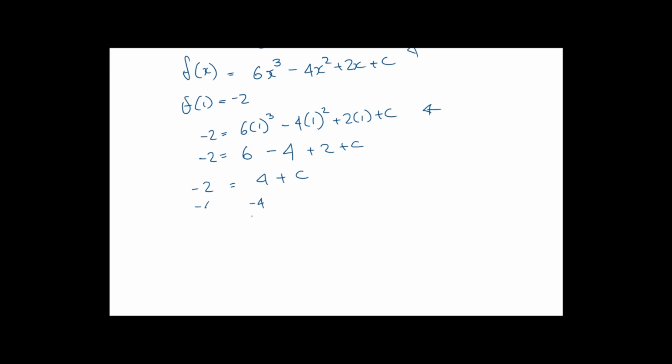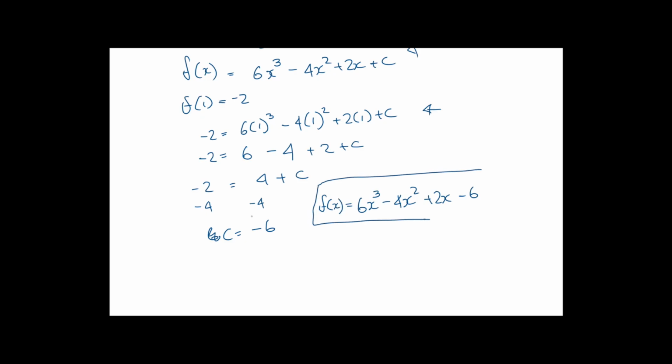Let's take 4 away from both sides. So c must be equal to negative 6. So our original equation will be 6x cubed minus 4x squared plus 2x minus 6. And that's our final answer. But remember, we've got to put in what we're actually looking for. That would be our final answer on that one.